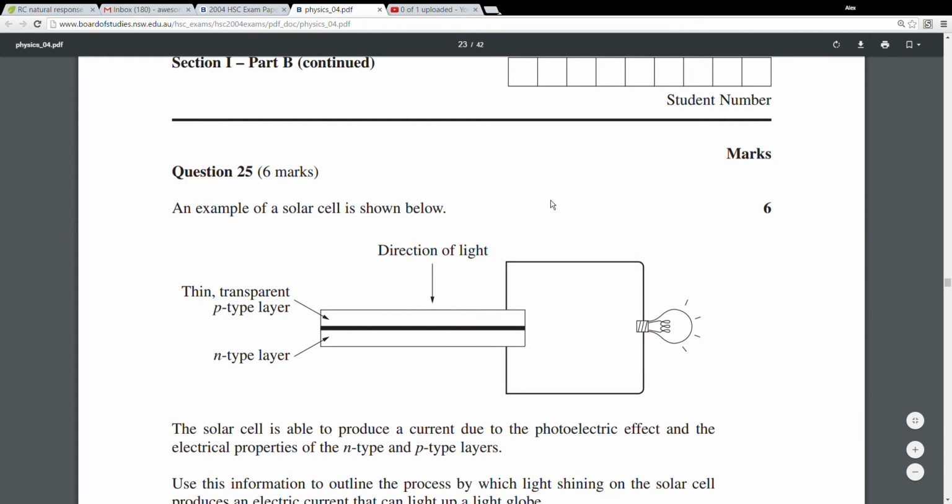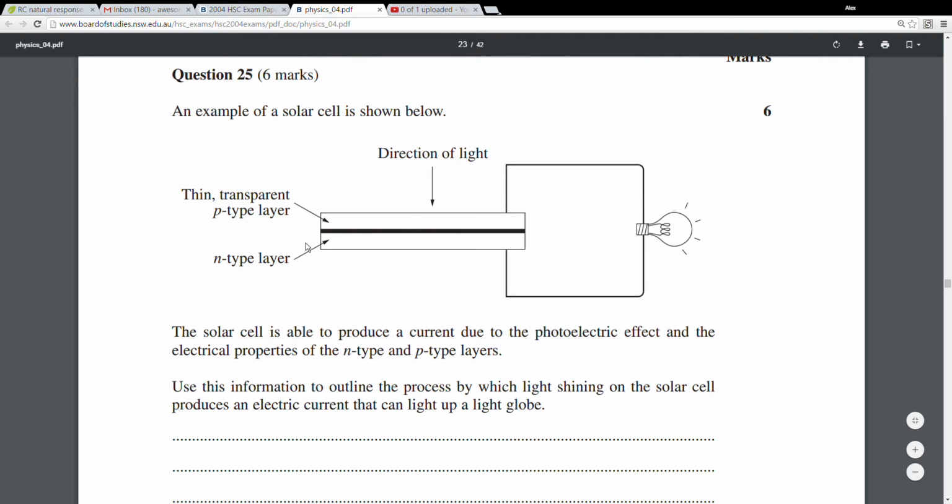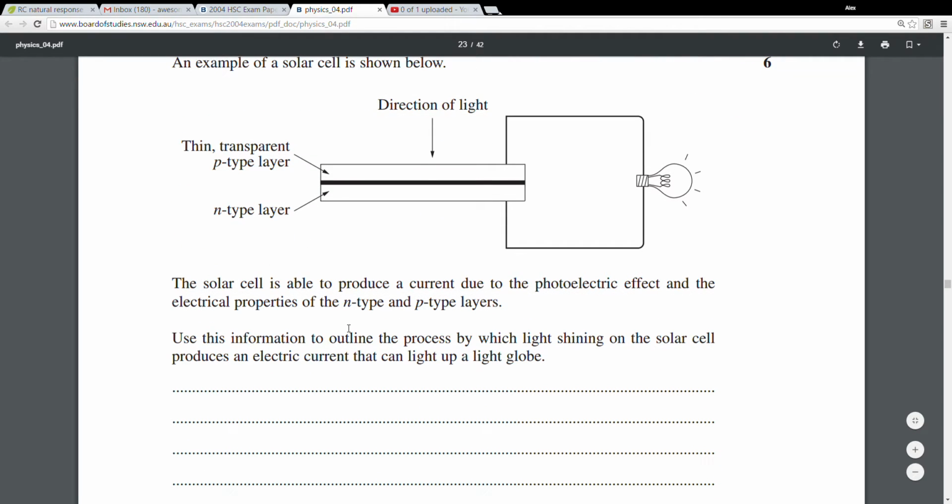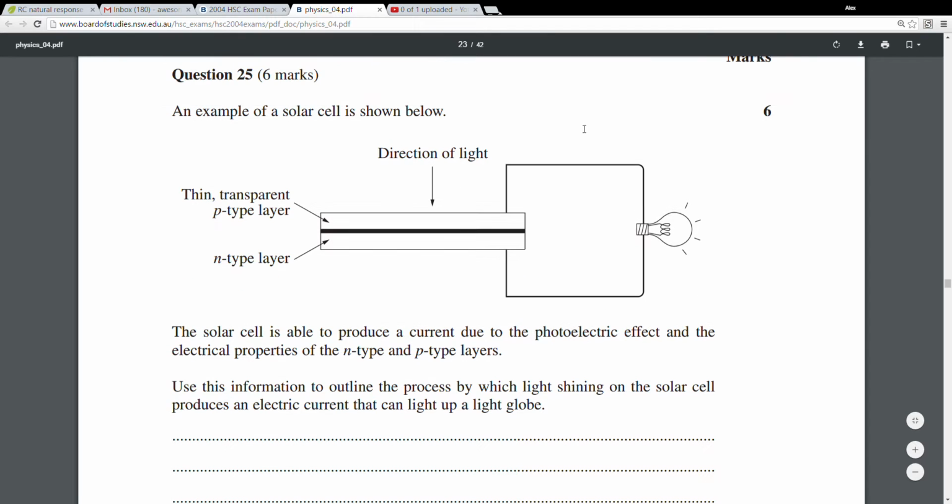Question 25. An example of a solar cell is shown below. Use this information to outline the process by which light shining on the solar cell produces an electric current that can light up a light globe. So a photon hits the layer, hits an electron. So we can break this up. It's 6 marks, so we need to take this question really seriously.